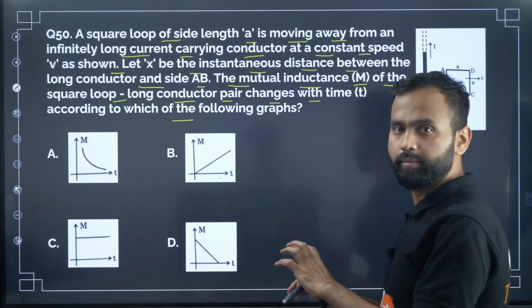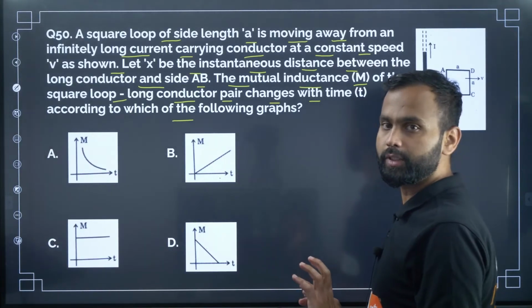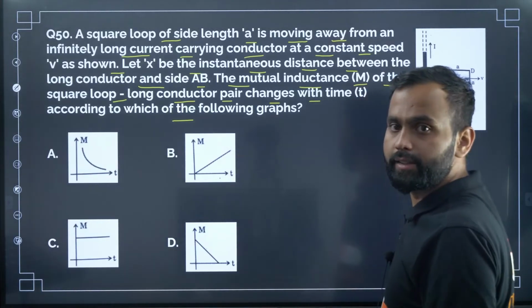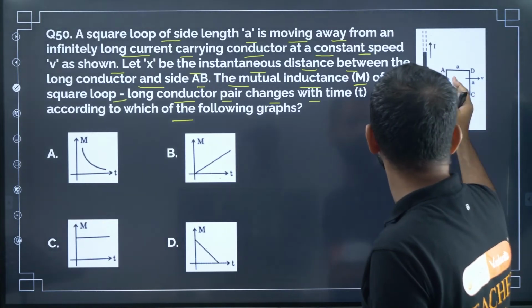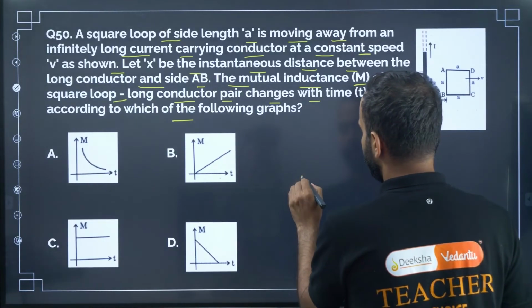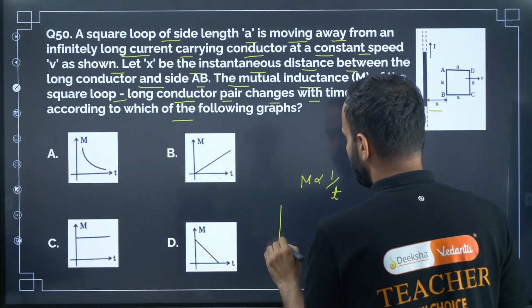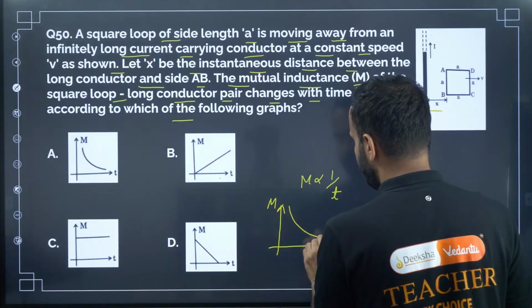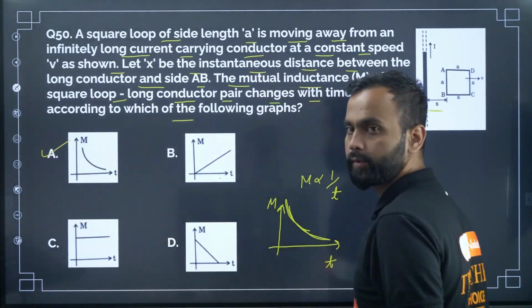Here I am solving this qualitatively only. By the qualitative method we can easily solve. You don't need to prove this and all. So now here mutual inductance decreases with the time, right? Isn't it? Mutual inductance decreases with the time as it moves away from the current carrying wire. So M is inversely proportional to time t, right? So the graph of M versus t will be an inverse graph like this, right? So the correct option is A.